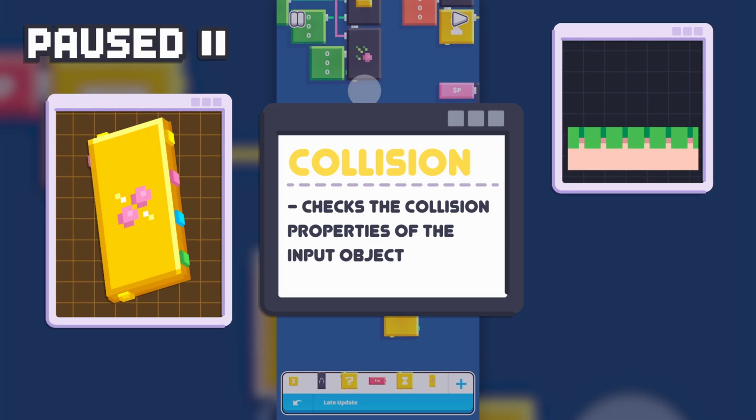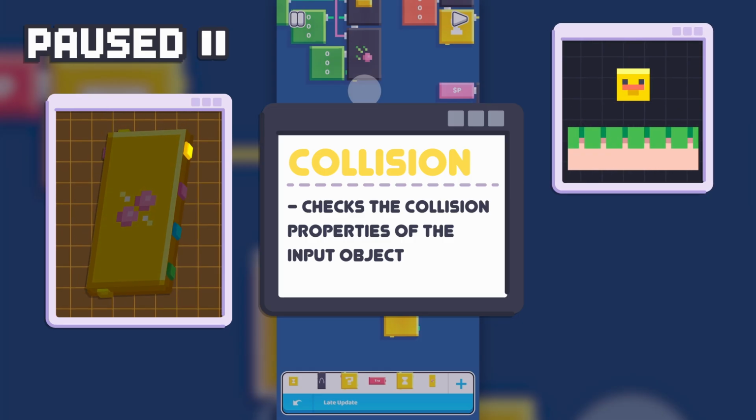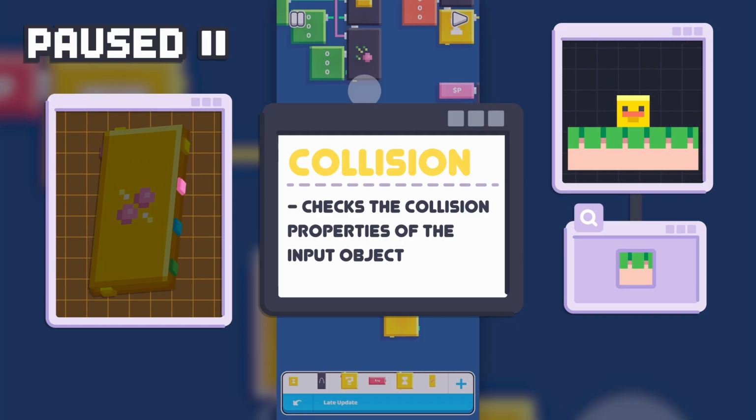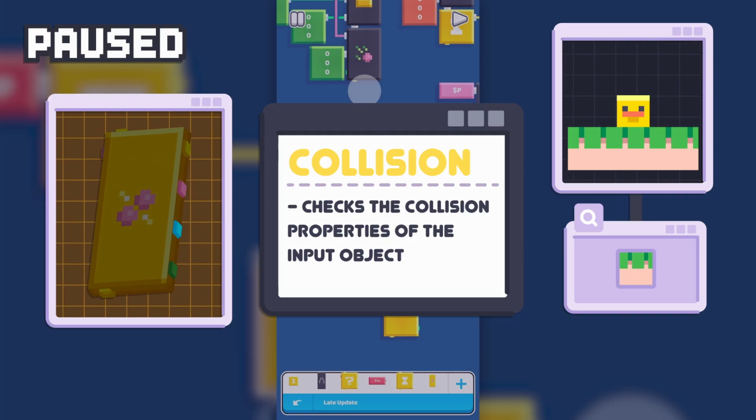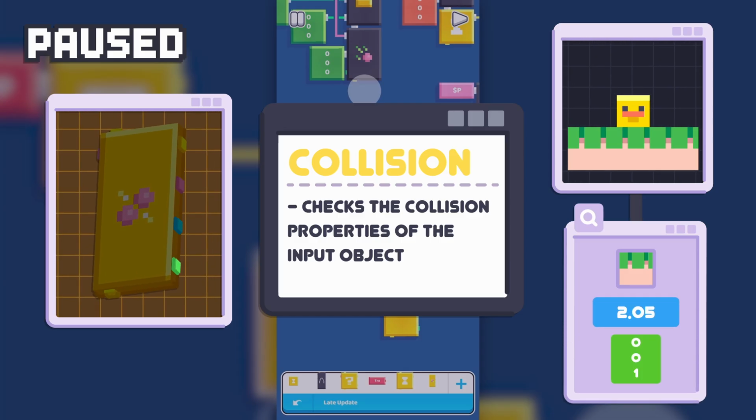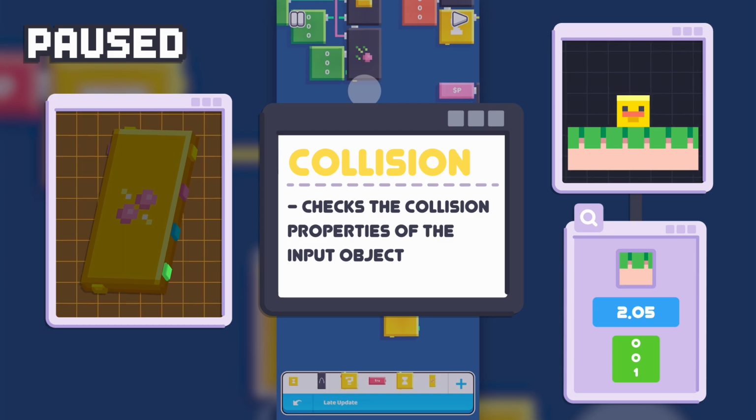For its outputs, we have the following. We have collided, which runs if it has collided with another object. We have the second object, which is the object that the input object collides with. We have the impulse, which is the impact force or how hard the collision is. And we have the normal, which is the direction of the impact from the second object to the first object.